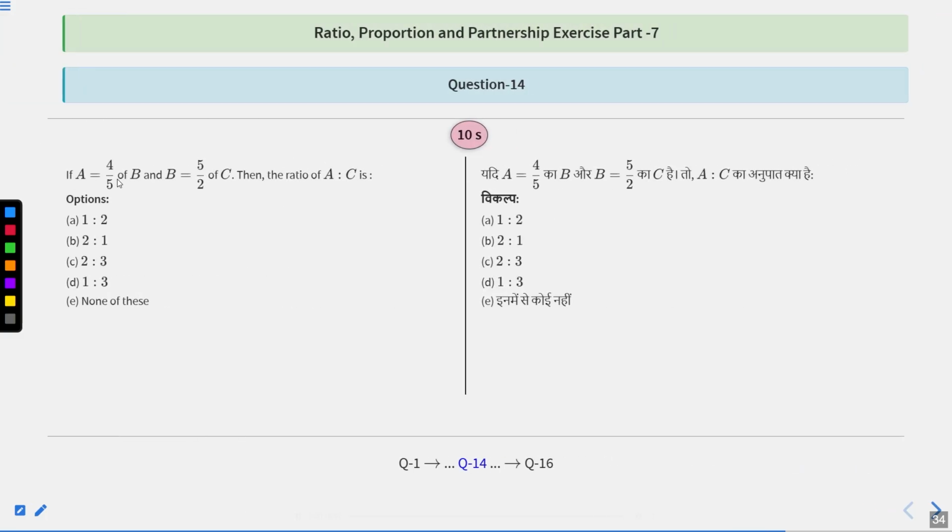Next. If A is 4/5 of B, and B is 5/2 of C, then find the ratio of A and C. You have 5 options and 10 seconds to solve this question. Your time starts now.